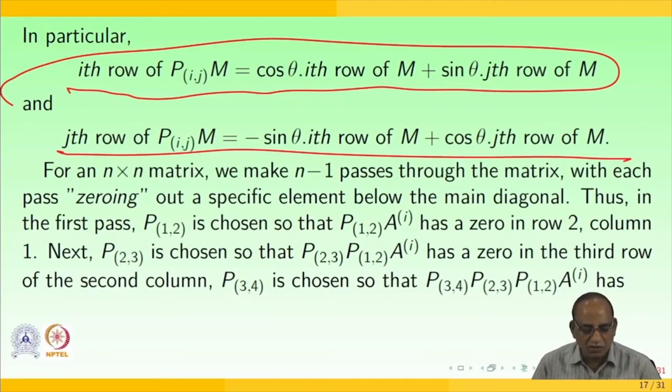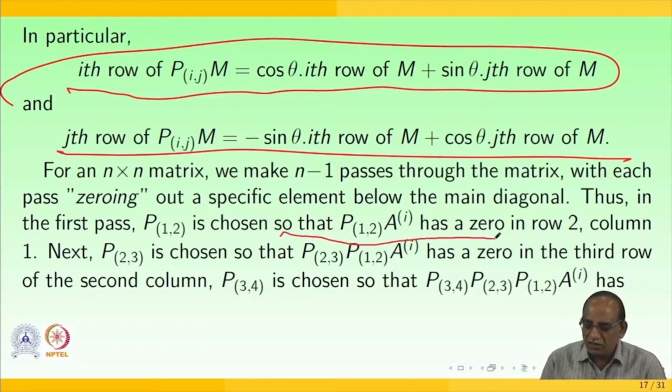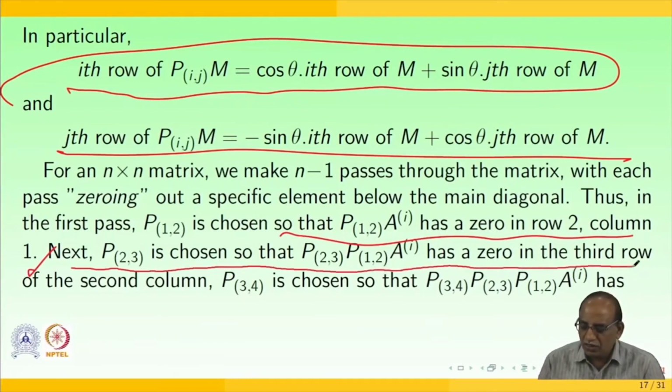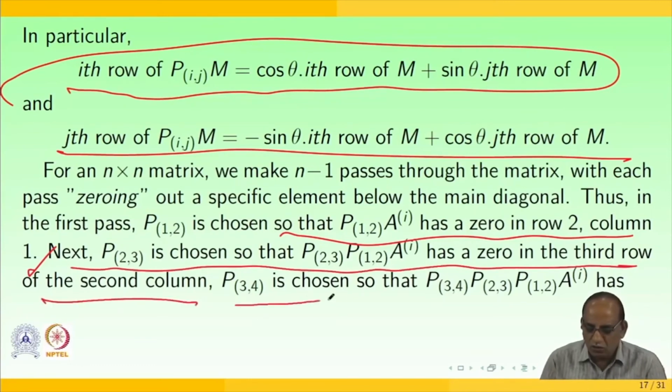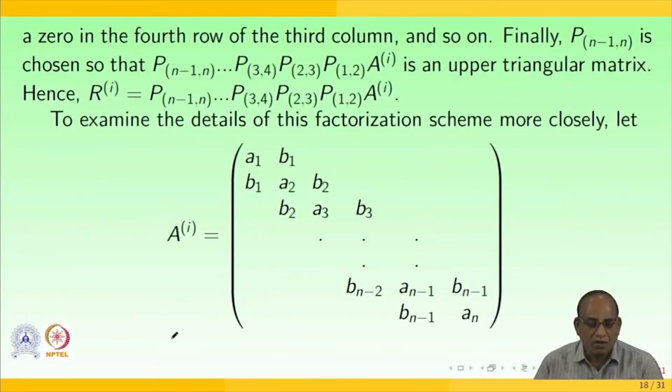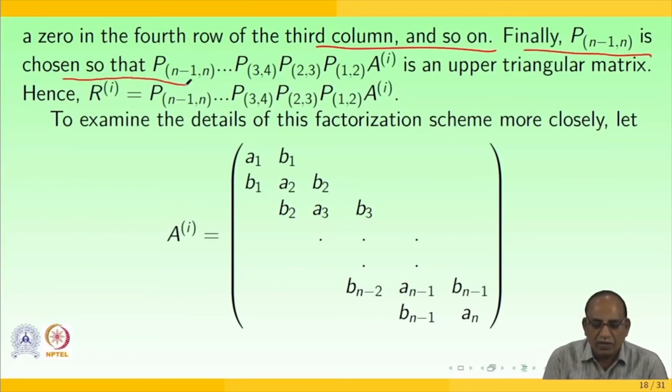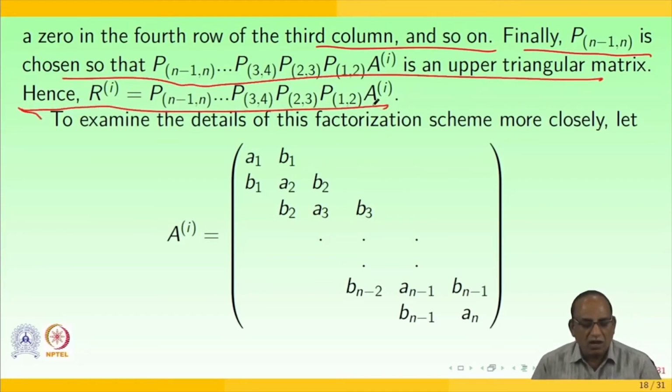Thus, in the first pass, P12 is chosen so that P12 Ai has 0 in row 2, column 1. Next, P23 is chosen so that P23 P12 Ai has 0 in the third row of the second column. P34 is chosen so that P34 P23 P12 Ai has zeros in the third column, in the fourth row of the third column, and so on. Finally, P(n-1,n) is chosen so that P(n-1,n) ... P12 Ai is an upper triangular matrix. Hence, Ri is equal to P(n-1,n) ... P34 P23 P12 Ai.